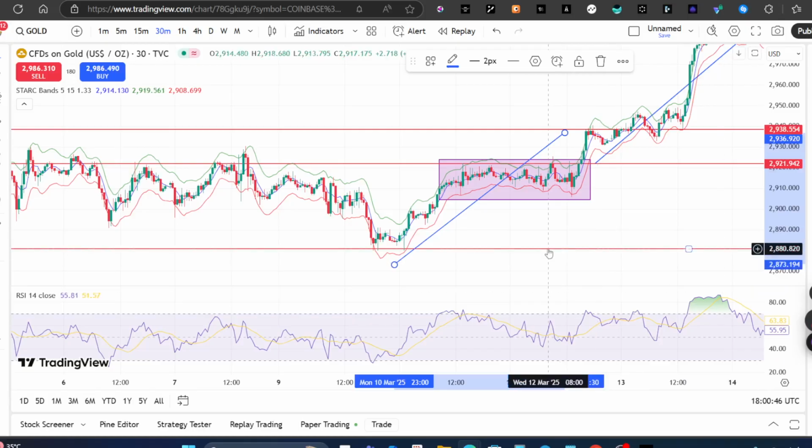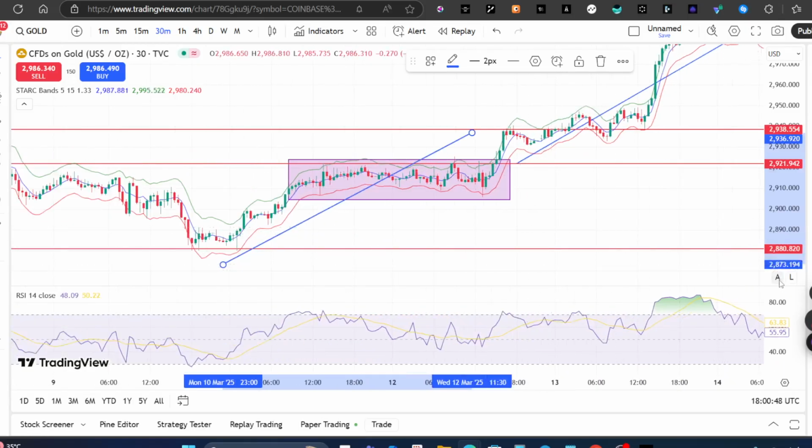And that is a quick rundown of how you can use Starc bands to enhance your Forex trading strategies. They are a great tool for understanding market volatility and can help you spot trends and breakouts before they happen. But remember, no single indicator is perfect. So combine Starc bands with other tools and always practice good risk management.